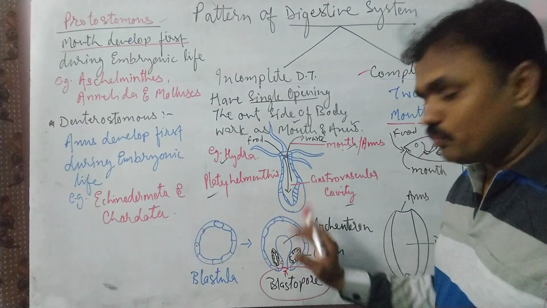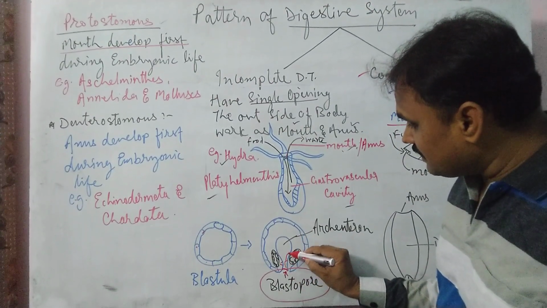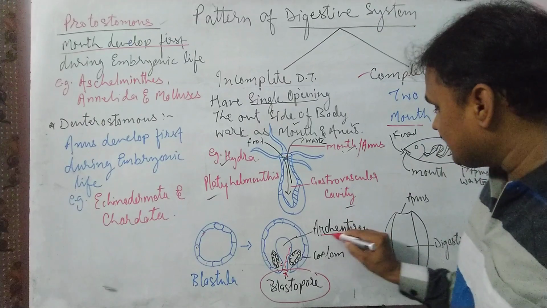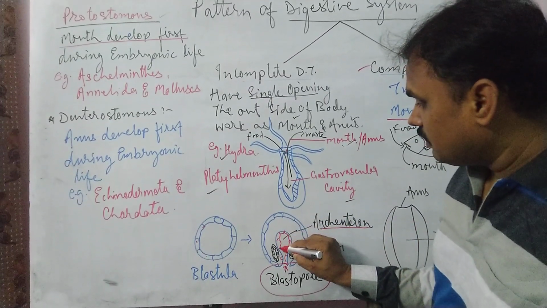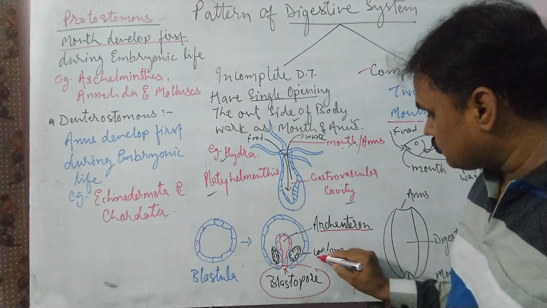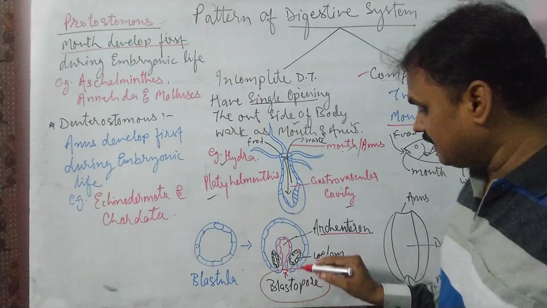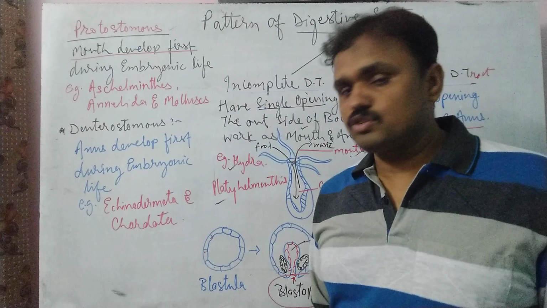The cells are just moving inside, which makes what? The archenteron. This gap is known as the archenteron. And finally, these are the coelom, which are developing over there. We will discuss the coelom also.